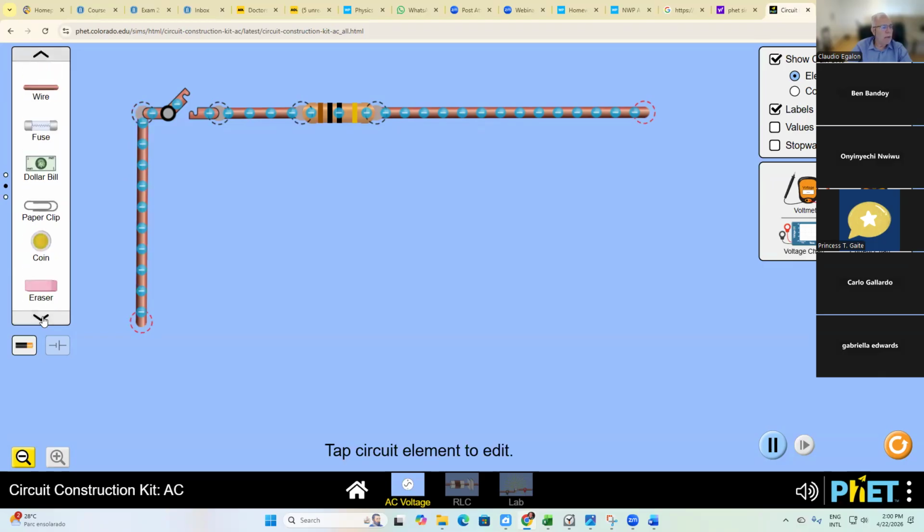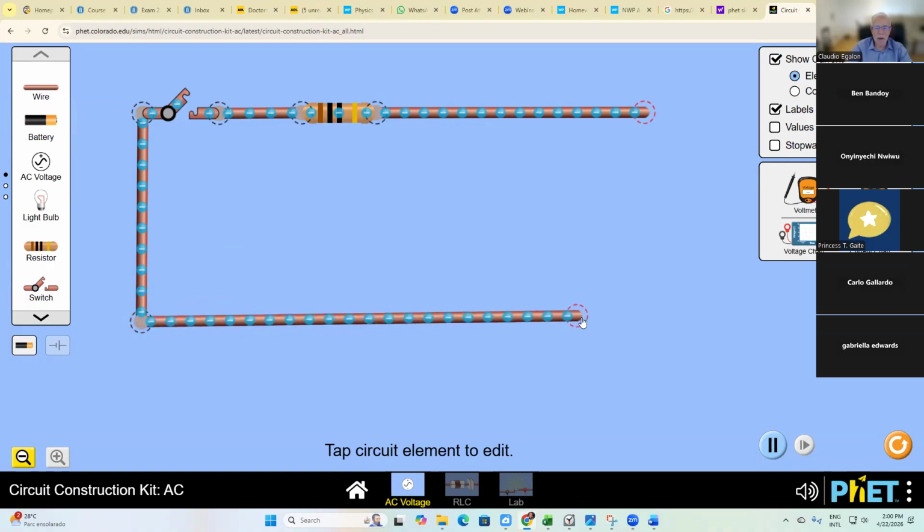Let's see if we have a battery. Yeah, this one is AC, so they don't have a battery. They have just the generator, the AC voltage generator. Okay, here you go. Wire. Look at the electrons. Do you see the electrons in bluish color? Those are the electrons right in here. And I'm going to put my AC generator.